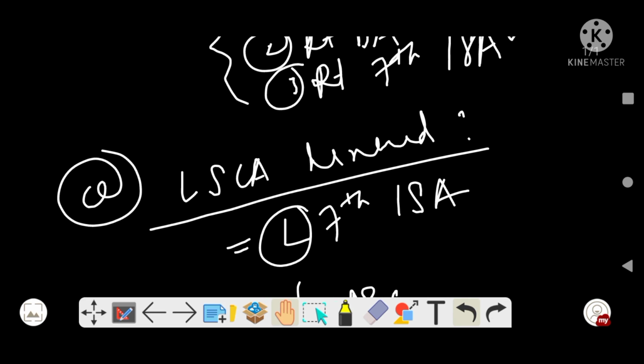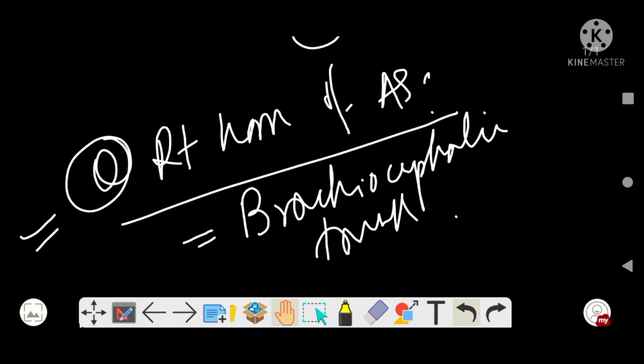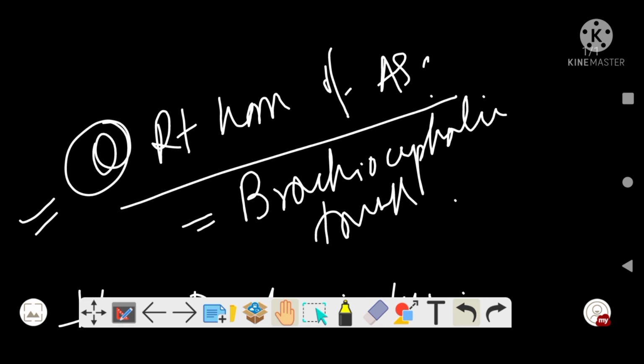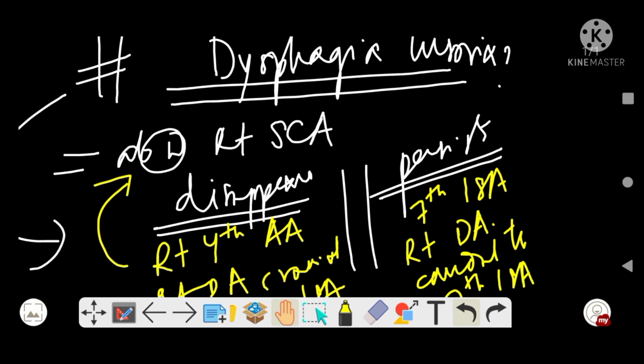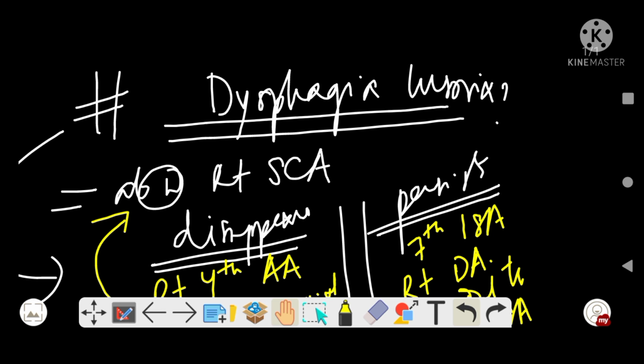The left subclavian artery is derived from the left seventh intersegmental artery, right, and the right horn of the aortic sac, because the left horn of the aortic sac gives rise to the arch of aorta. Then what is derived from the right horn of the aortic sac? Brachiocephalic trunk. Good. Now this is an abnormal condition due to an abnormal right subclavian artery.